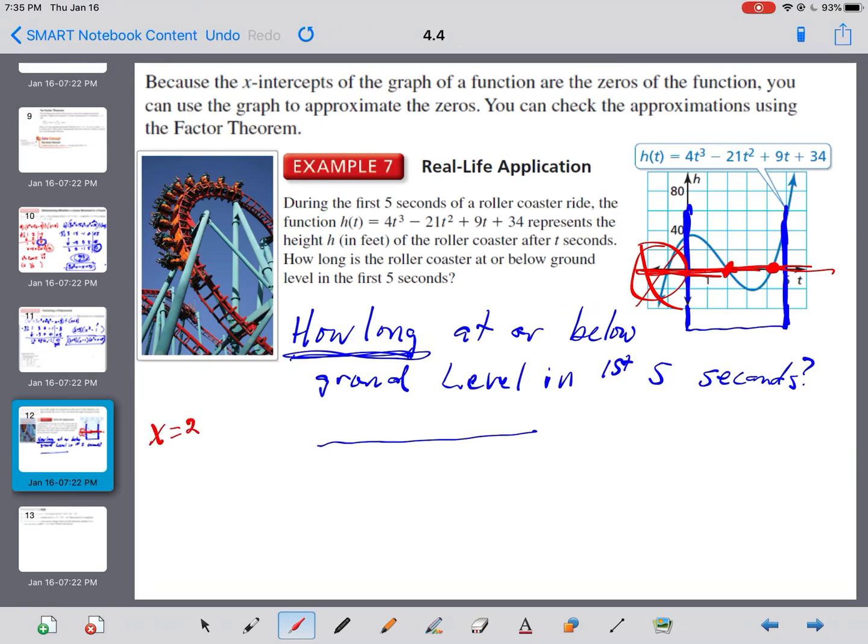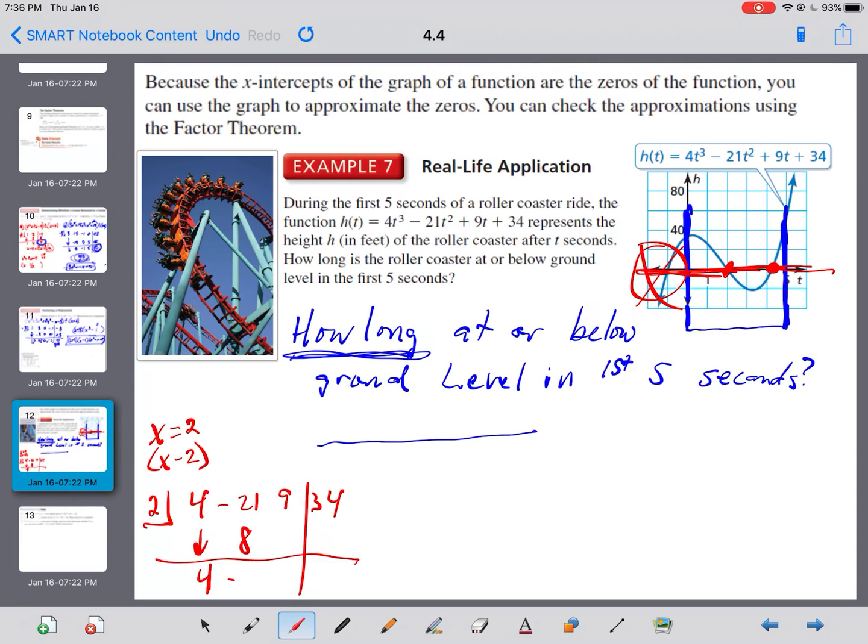So we could say, well, if x equals 2, that's like saying x minus 2. Okay, opposite to get in, opposite to get out. So in our little half box, if it's x minus 2 in the parentheses, we're going to use the 2. Remember, we want to use what x equals. And so we're going to use a 4, that's to the third, negative 21, that's the squared, and we got 9, and 34. Drop the 4.